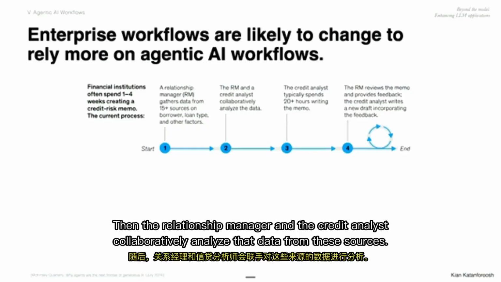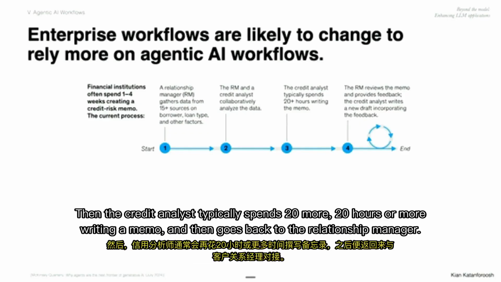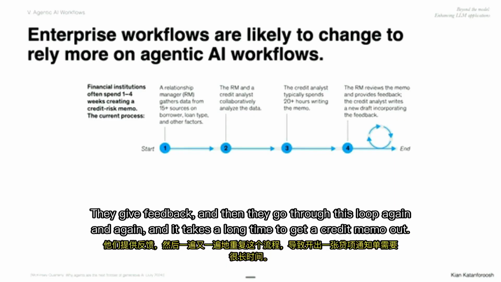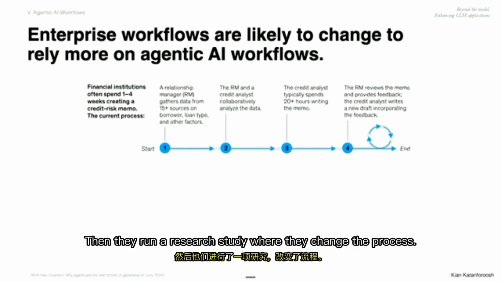Then the relationship manager and the credit analyst collaboratively analyze that data from these sources. Then the credit analyst typically spends 20 hours or more writing a memo, and then goes back to the relationship manager. They give feedback, and then they go through this loop again and again. And it takes a long time to get a credit memo out.